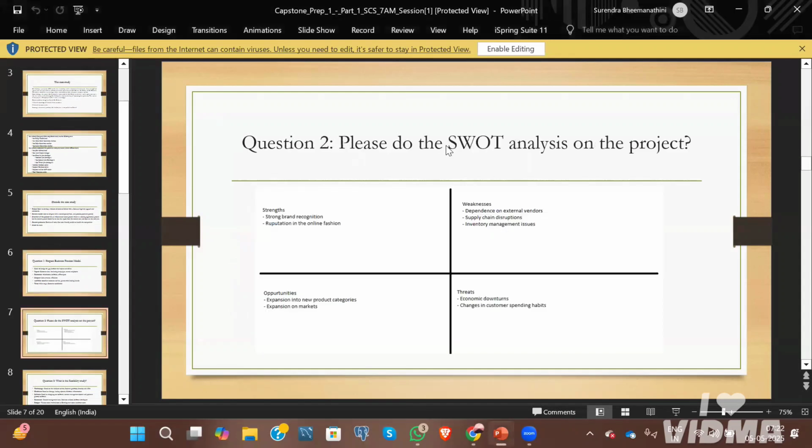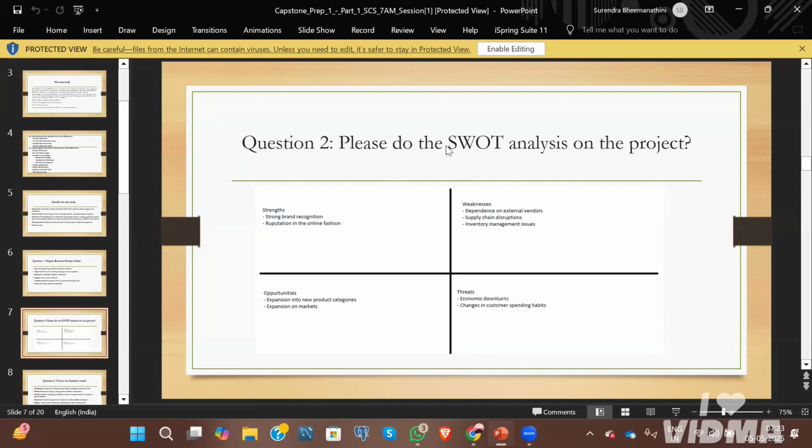Okay. Please do this SWOT analysis on the project. So same goes, guys. You have to write for every question what it means, what SWOT analysis means, and where we will be using this SWOT analysis. Okay, those kinds of questions. First, it's better to write a definition for that question, and you can write your remaining answer as you wish. Okay, but the definition is important. So what is SWOT analysis?